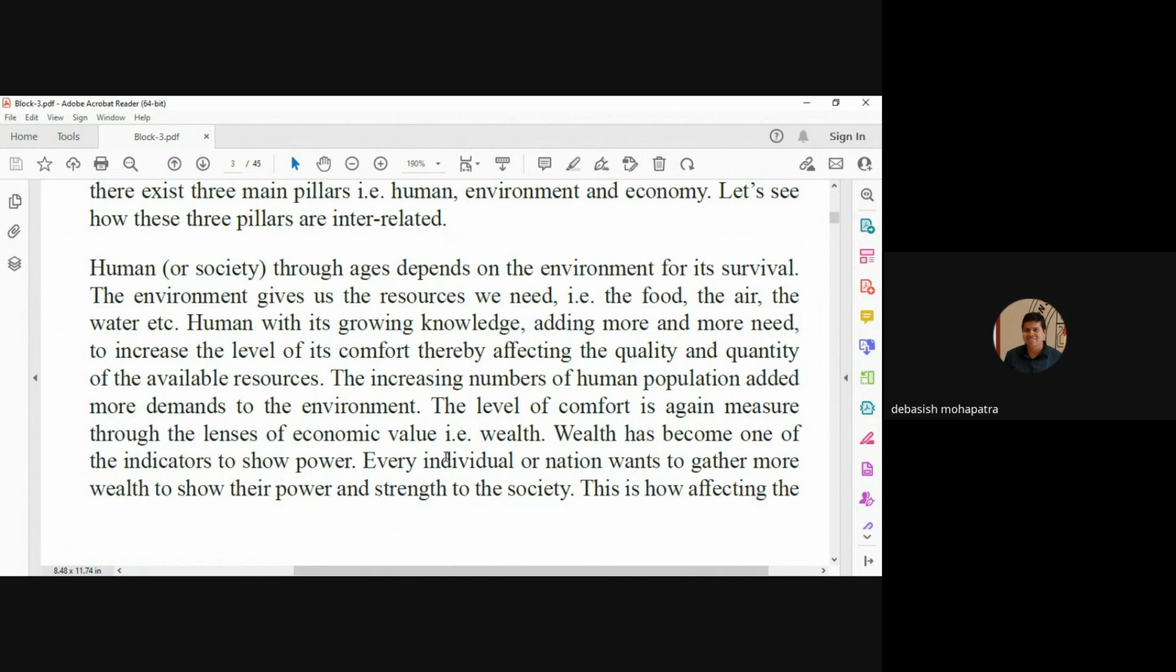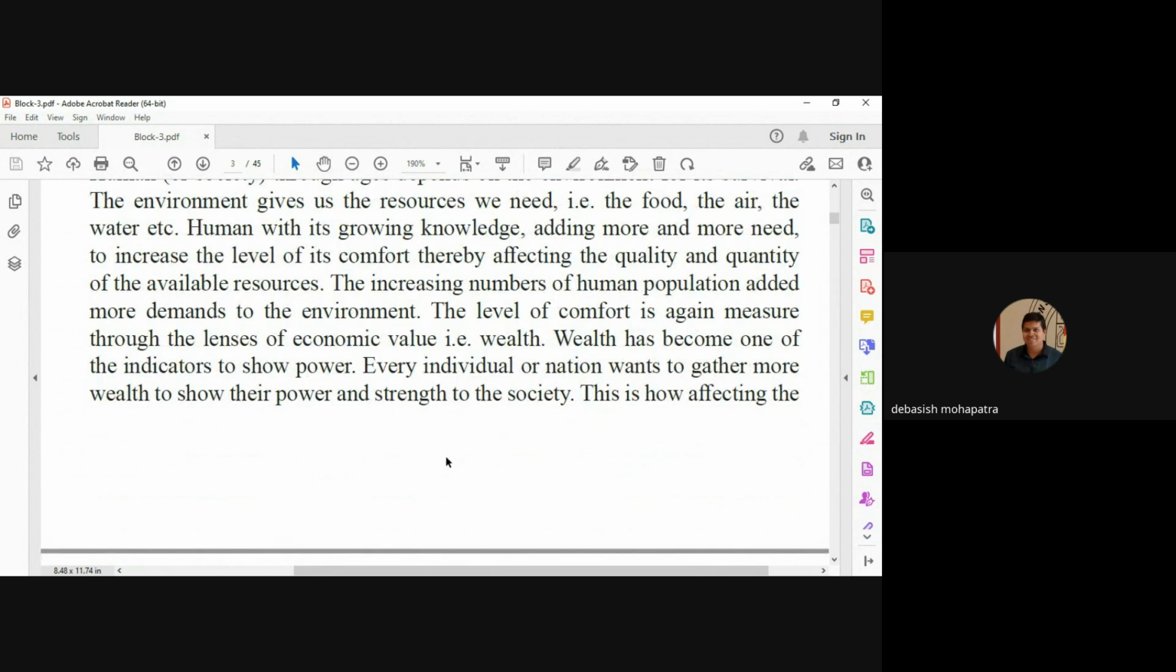So the increasing human population added more demand to the environment. The level of comfort is again measured through the lens of economic value, that is wealth. So wealth has become one of the indicators to show power. This is where we are becoming unsustainable. Every individual or nation wants to gather more wealth to show their power and strengthen their position in society.